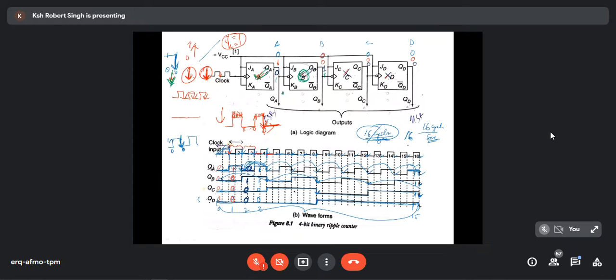There will be no change. Earlier also 1, now also 1. From 1 to 1, it is not any transition. It cannot be treated as a clock for C. C will be dead. If C is dead, it will be 0, no change. There is no transition, so D will be dead. If D is dead, no change. So my output is 1, 1, 0, 0. Can you understand?